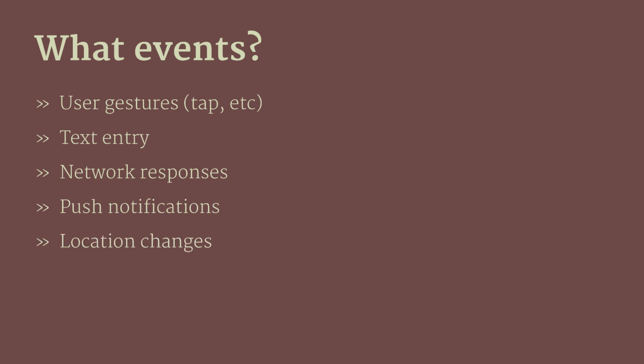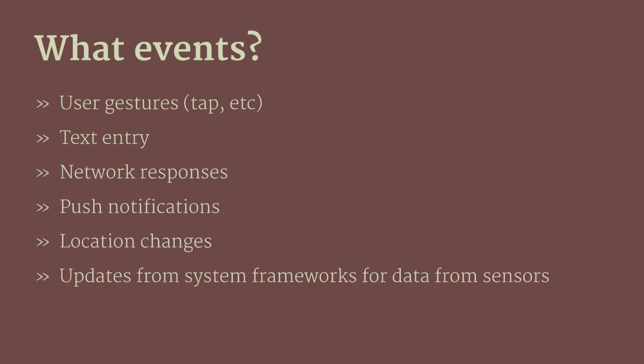And so, what events are we talking about? Well, everything: user gestures, text entry, network responses, push notifications, location changes, system frameworks sending data from the sensors like GPS or whatever. And these are all from very different sources, but basically it's the same thing. A thing has happened, and here's some data about it, or maybe there was a failure from a network response.